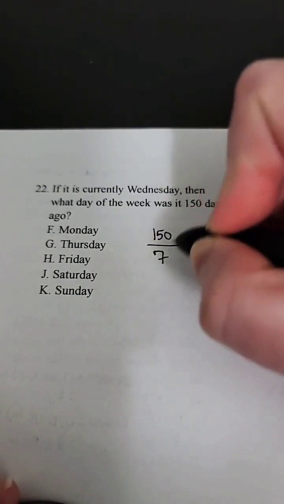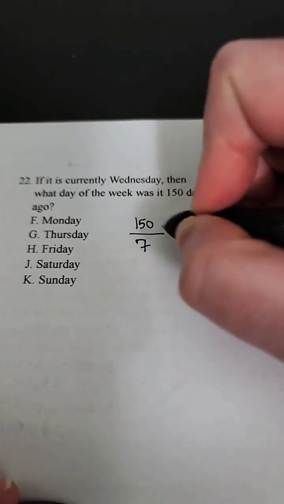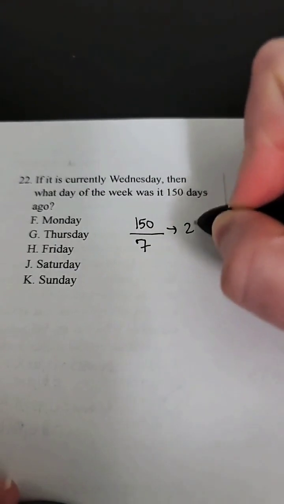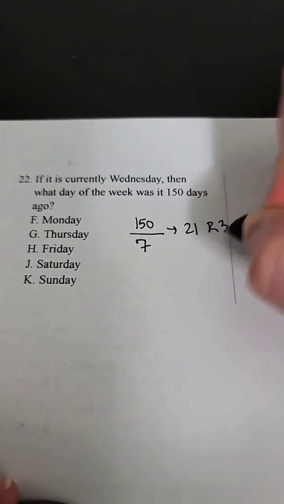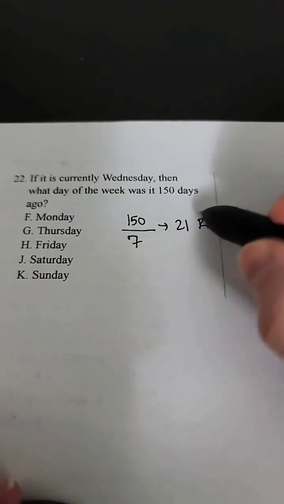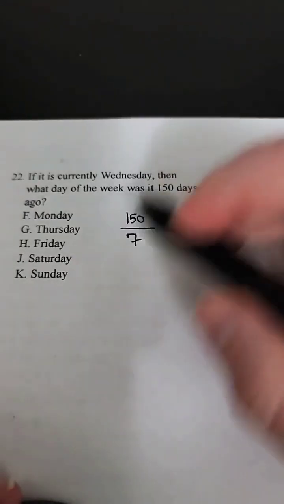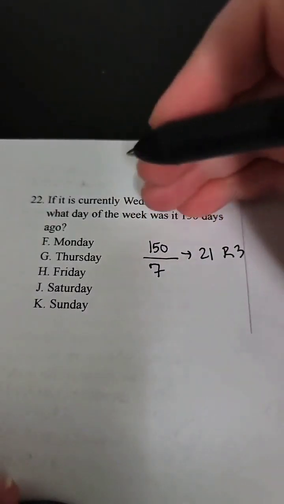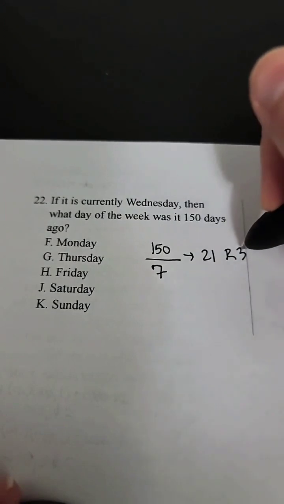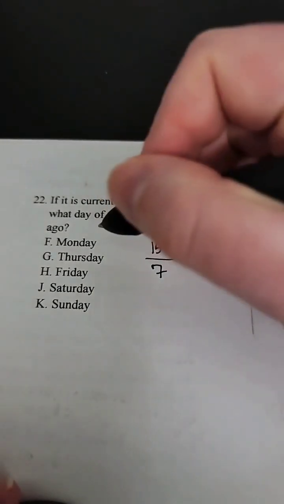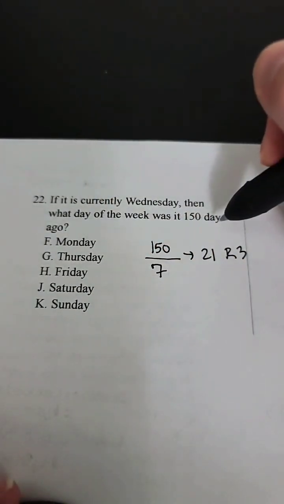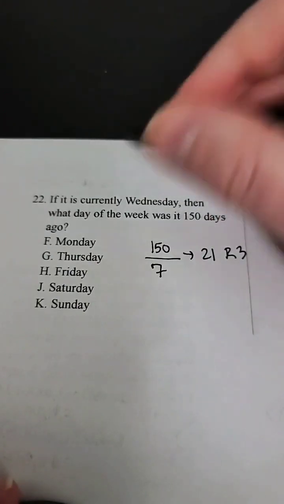So there's 7 days in a week, and we're talking about 150 days. If we divide by 7, that's going to be 21, and then there's a remainder of 3. So we would go back a whole 21 weeks, and then we're at Wednesday again. And then we have that remainder of 3 days that we need to go back again. So if we go back, it's going to go to Tuesday, to Monday, then to Sunday. So then it would be K.